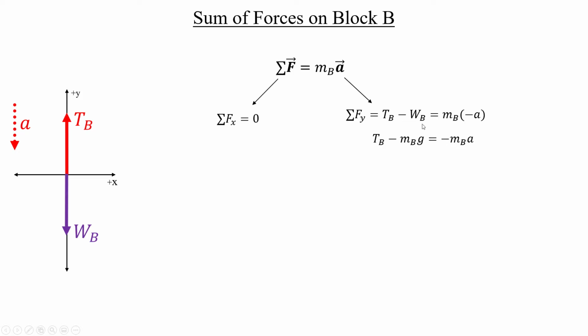I've also taken the weight of block B and exchanged it for mg as well. So there's one last thing that I want to do with this expression here, and I don't like negative ma. I want positive ma. So let's multiply both sides by -1, which just rearranges the left-hand side and gives us what we want on the right. And there's our second underline. We'll come back to this one as well.